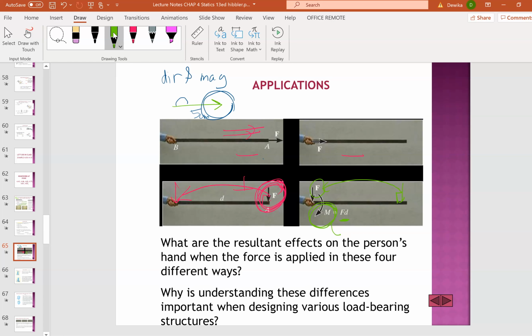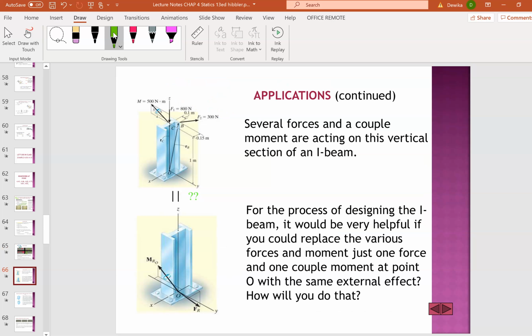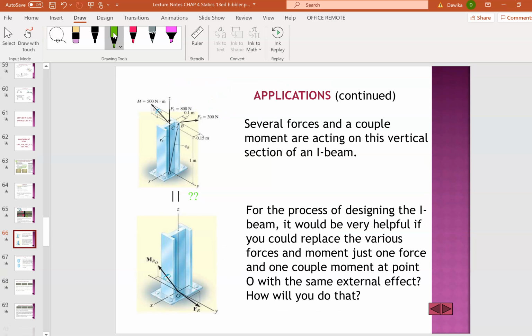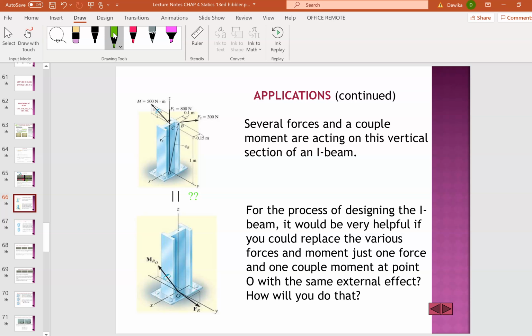So you can actually simplify. If you have so many forces here, what do you do? You can just combine all and shift to the edge here. Finish story. So that's what I'm going to explain in this particular chapter. So why do you do that? Because there are so many forces and couples.